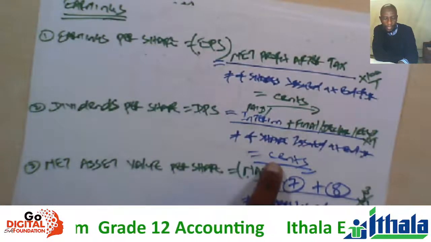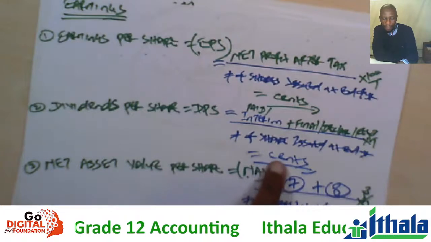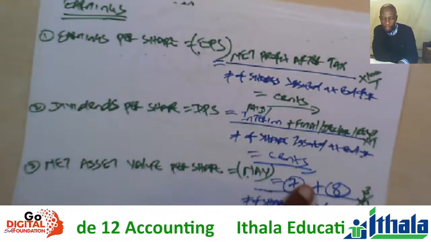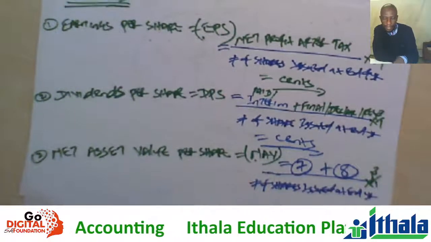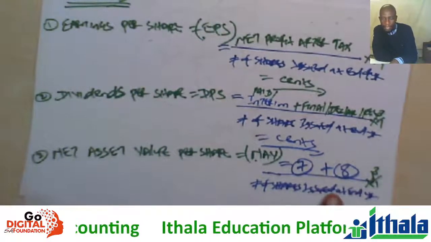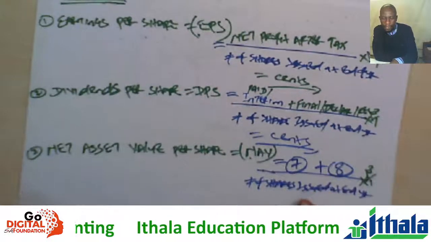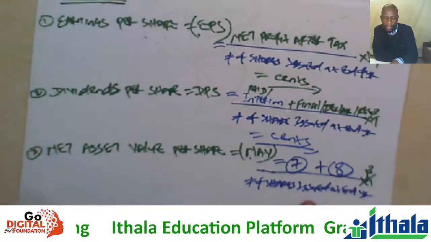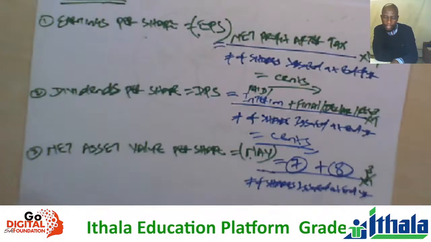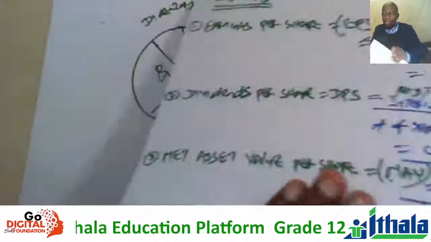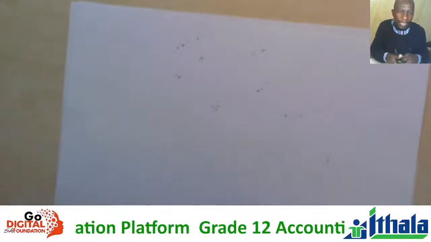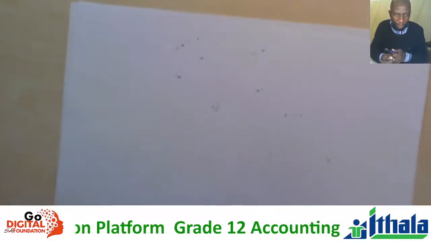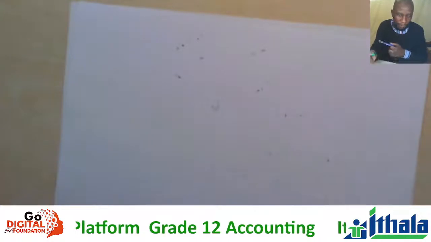You go to the dividends: interim dividends plus final dividends, divide by number of shares issued at the end. You times by 100. You get your answer in cents. NAV, right? Note number 7 and 8, divide by the number of shares issued. You times by 100, your answer will be something cents. And then you go to the ratios again, the one left. Remember we said in the ratios you are allowed to abbreviate. There will be no marks taken off.